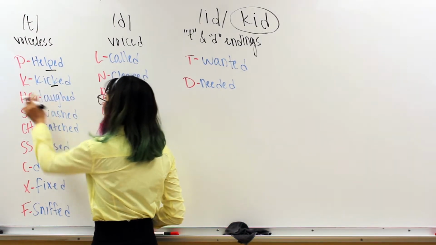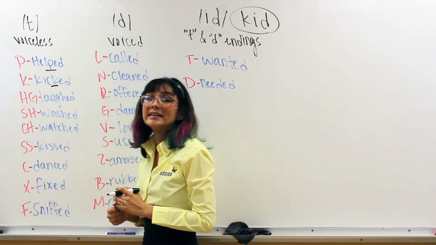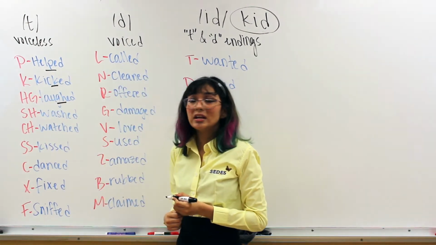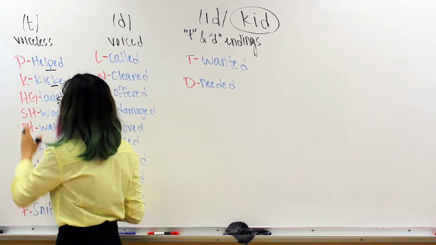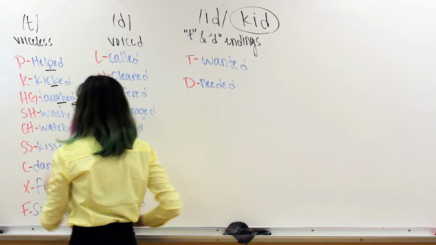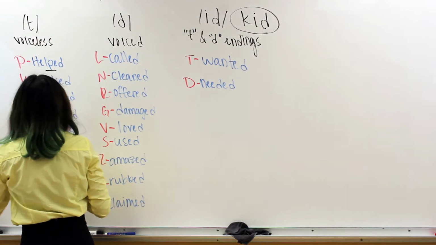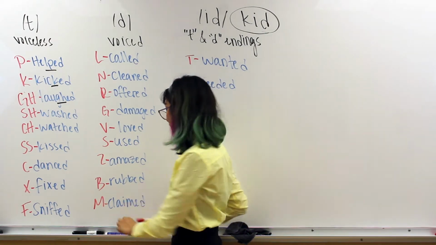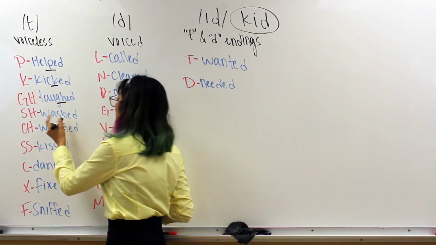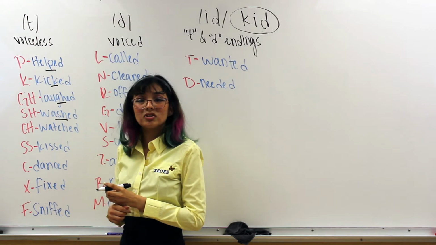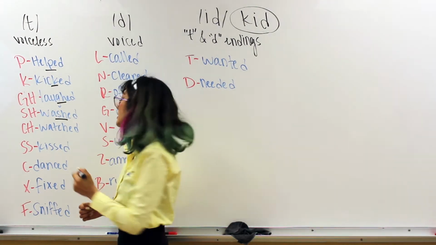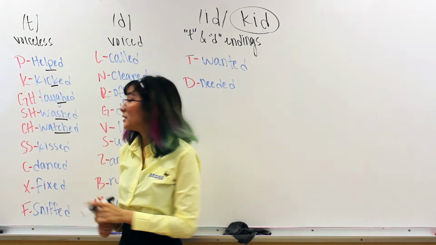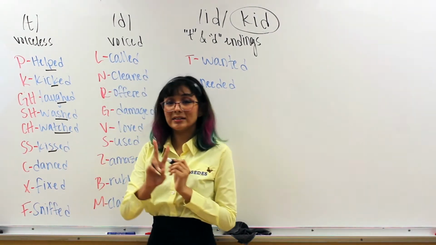Here, kick ends with K, so it's going to be pronounced kicked. Here, laughed ends with G and H. And so let me fix that. Yes, it's with G and H. Laughed. Here, SH, right? Washed. CH. Watched. Here, two S's.